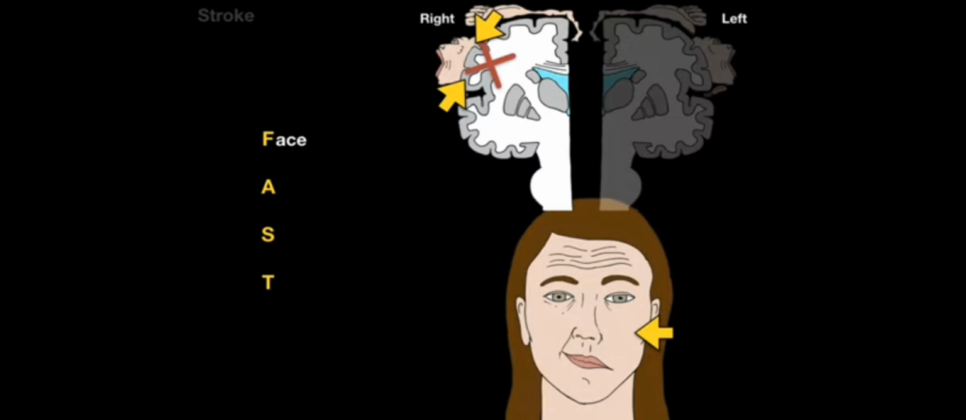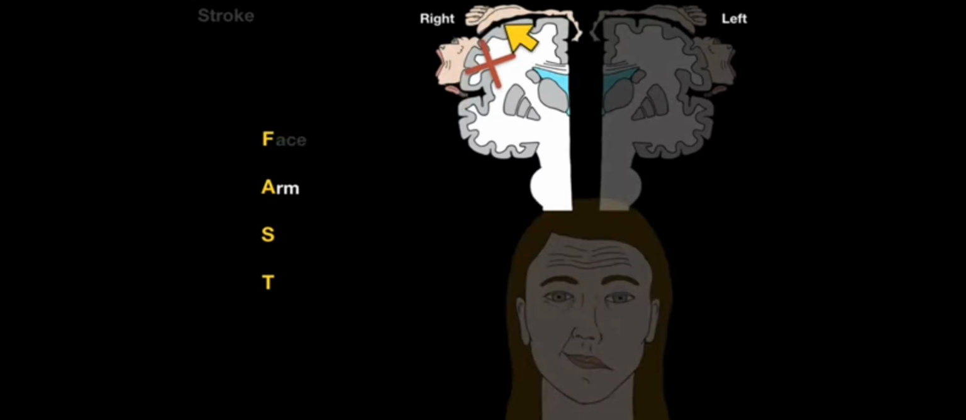and they have a crooked smile. Then A is arm weakness, like the person who may be having a stroke is unable to raise their arm fully, or they just can't even move it. S is speech, where the patient may be slurring their speech or not able to speak at all or understand. And T is timing. If any of the symptoms above have shown, facial paralysis, can't move the arm, speech problems, time is of the essence.